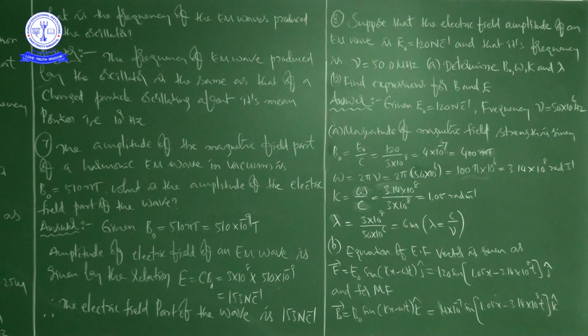There are two things to find. One is A, another one is B. I already told you what we have to do in A and what we have to do in B. Now, answer. See here. So first we have to write the given data.